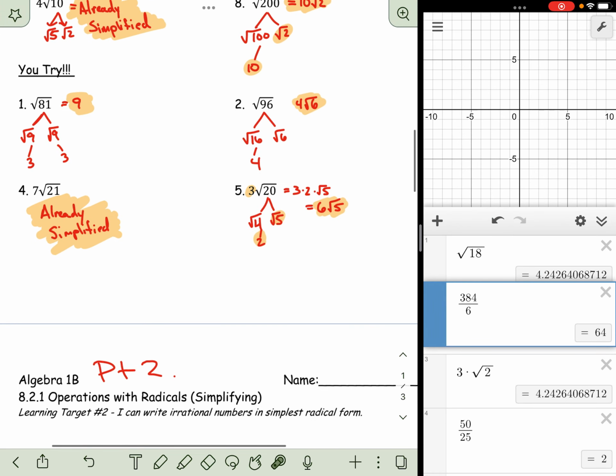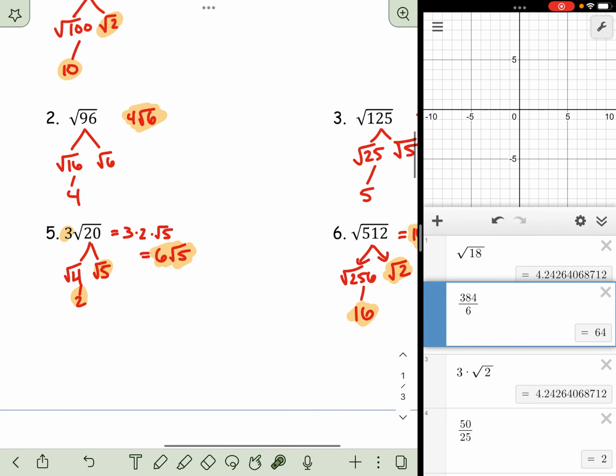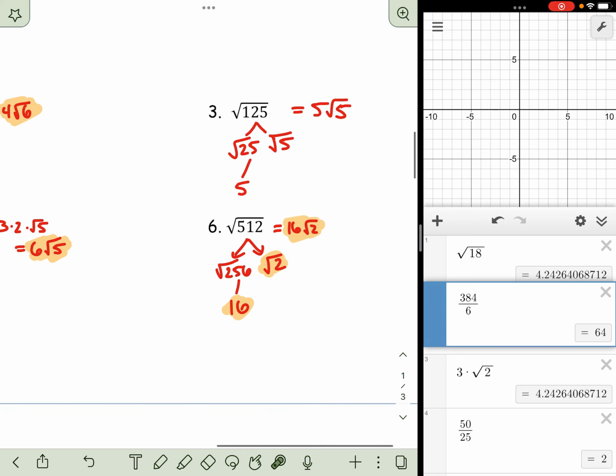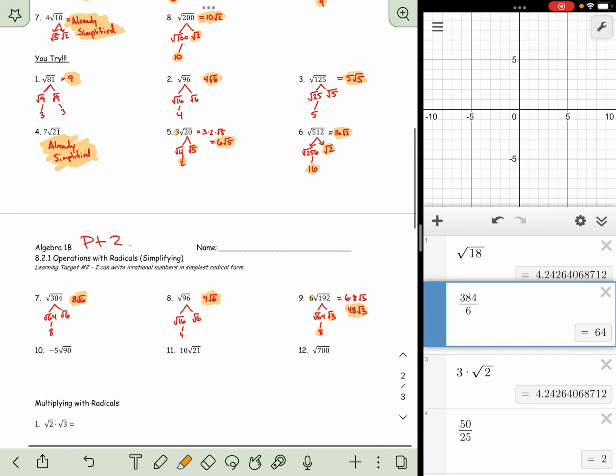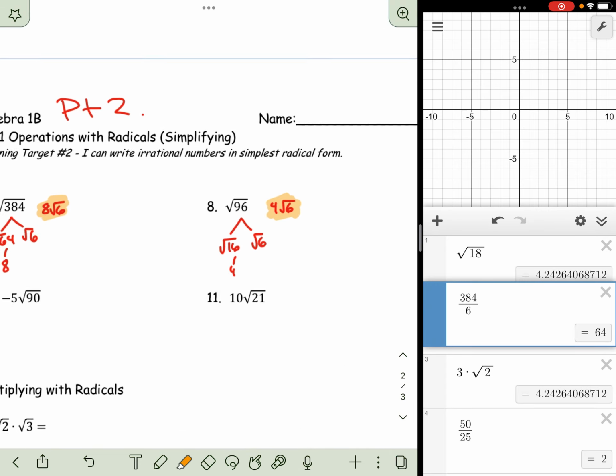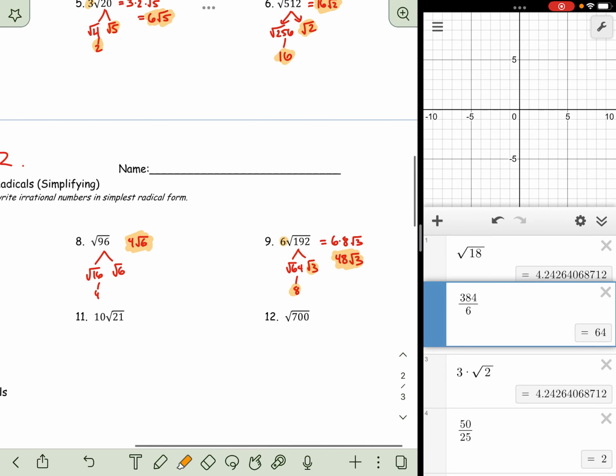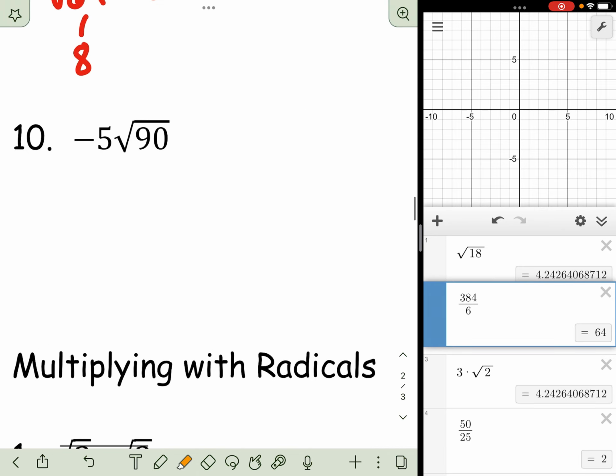So you got 9 already simplified, 4 radical 6, 6 radical 5, 5 radical 5, and 16 radical 2. And then you got 8 radical 6, 4 radical 6, which is a repeat, so I apologize for that. 48 radical 3, but I thought I would show you how to do these last couple, and then I'll show you the bottom part as well.